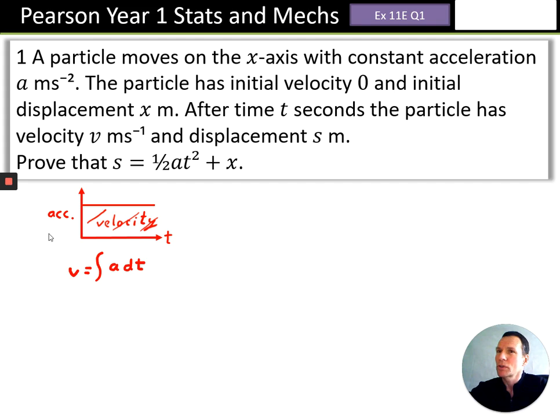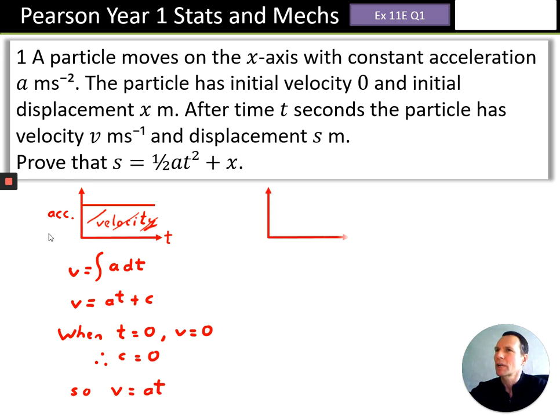A is constant, so we get v equals at plus our constant of integration. Now we need to find out that constant of integration, but we know when t equals 0, v equals 0, we're given that in the question, so our constant of integration is 0, and we conclude that v equals at.